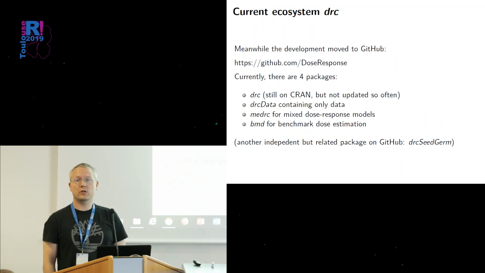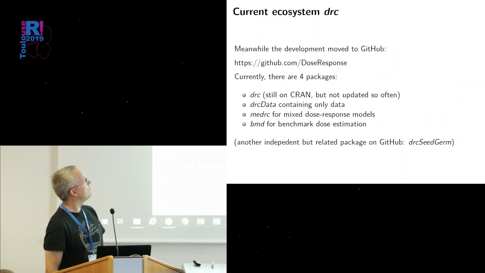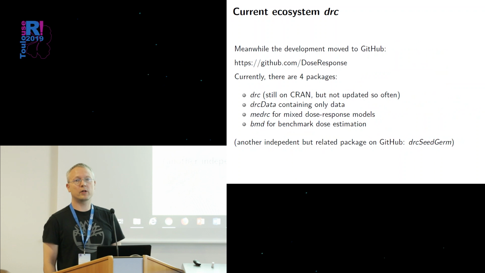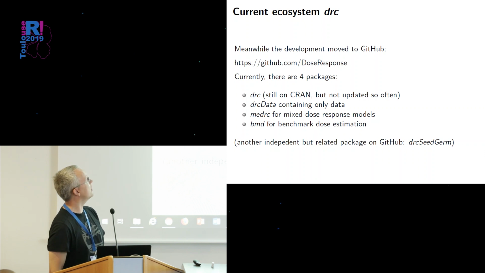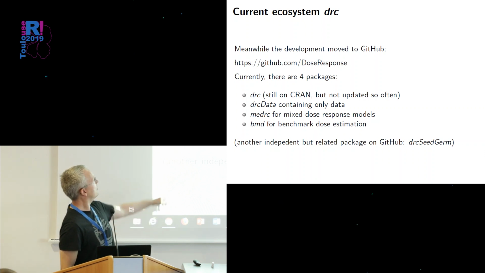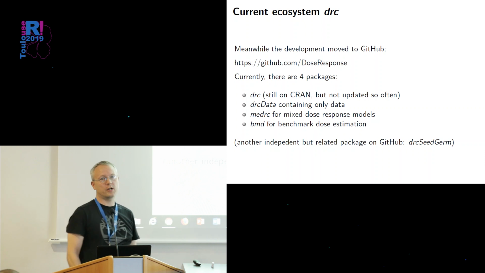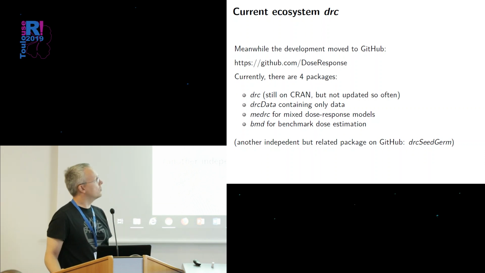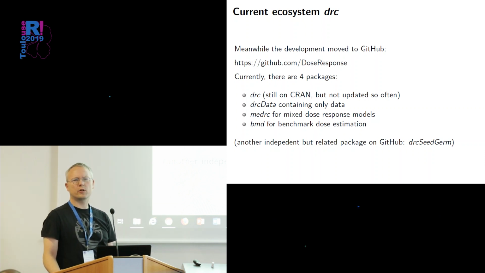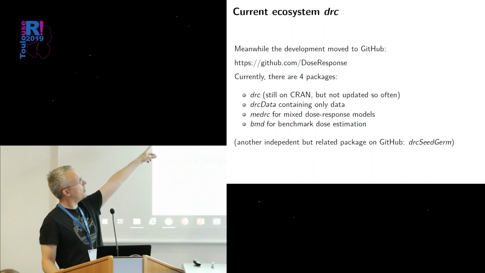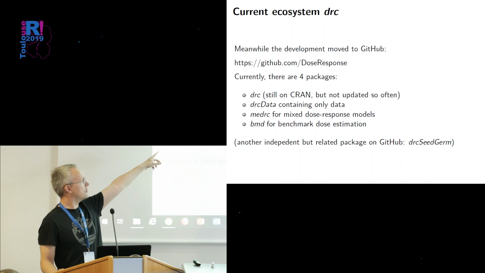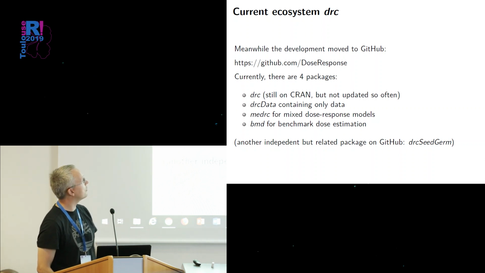So what is the current infrastructure? Well, we recently moved more or less all of the development to GitHub because we are multiple collaborators and it's a lot easier to do it that way. There are currently 4 packages that you can see. There's drc, which is kind of the engine, which is also available on CRAN, but is nowadays not updated that often. Then there's a data package, only containing the data that's used in the other packages.